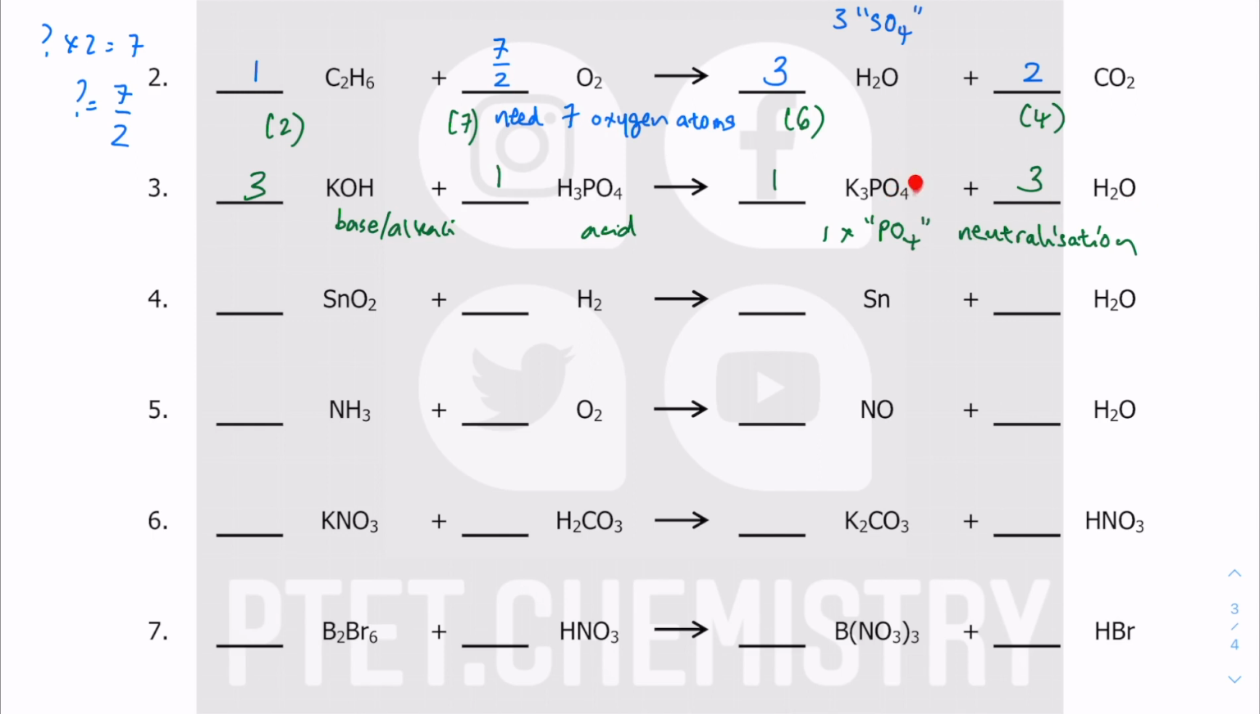Now, I don't need to worry about the oxygen from the phosphate because as long as 1 PO4 gives you 1 PO4, the oxygen from there are balanced out. I just need to worry about the oxygen from here. 3 times 1 is 3 oxygen. 3 times 1 is 3 oxygen, so that thing is balanced on its own.